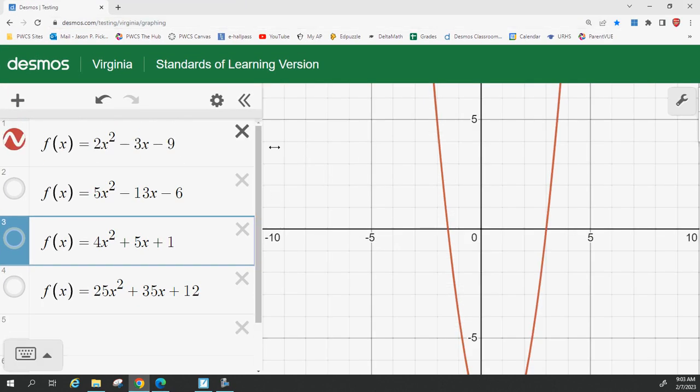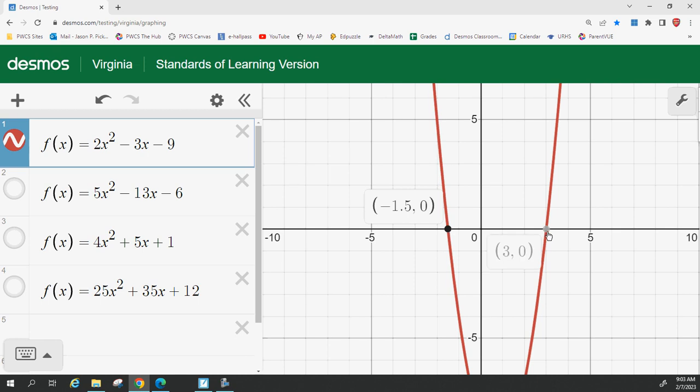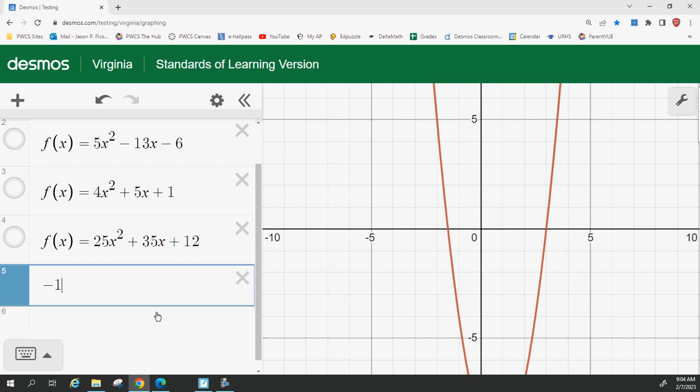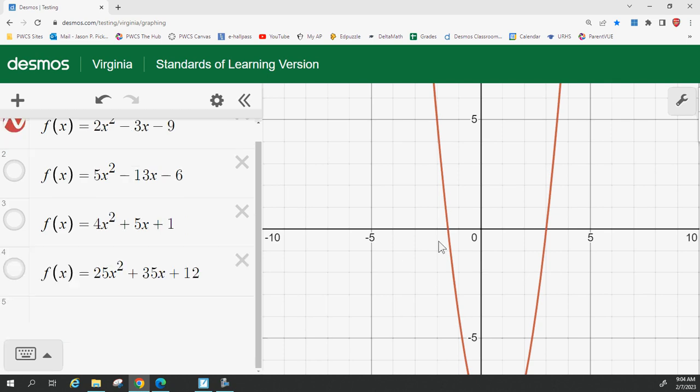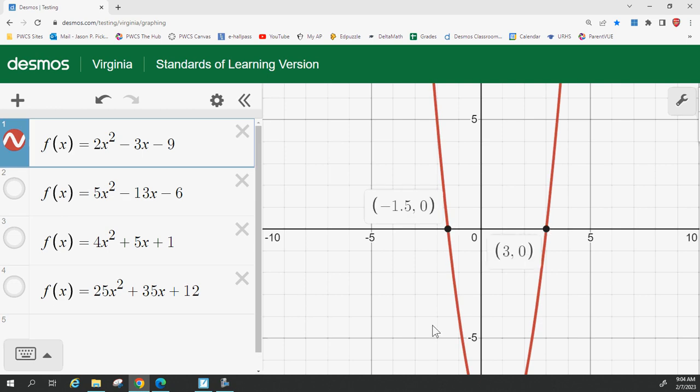So hopefully you graphed them all. I have just the first one turned on, and I am going to click my curve and then click my intercepts. And so I have my intercepts at negative 1.5 and positive 3. And we don't want to use decimals. Let's use fractions because that's what we've been doing. So let's be consistent. Negative 1.5 is negative 3 over 2. If you didn't know that, we could type negative 1.5 in here, and it will turn it into the fraction. So again, negative 3 over 2 and positive 3.